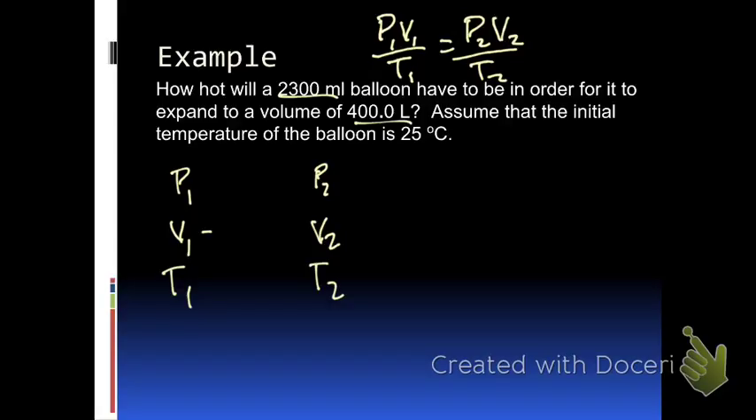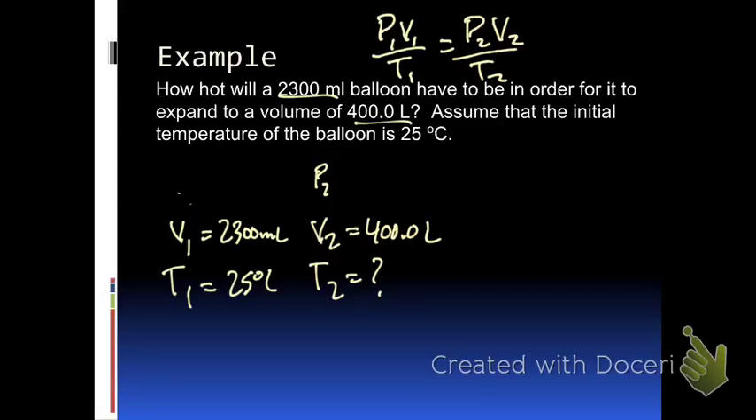So here we have the volume to be 2,300 milliliters. This volume to be 400.0 liters. The temperature is 25 degrees Celsius. We want to figure out the other temperature. So notice pressure is missing, so we can just remove it. In this case, pressure remains constant, so it's not something that affects the outcome.